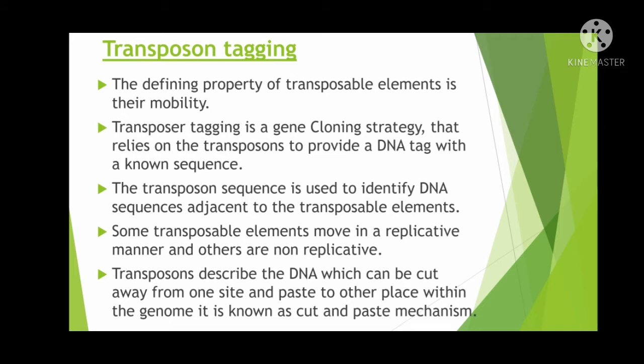Transposon tagging. The defining property of transposable elements is their mobility. Transposon tagging is a gene cloning strategy that relies on transposons to provide a DNA tag with a known sequence. The transposon sequence is used to identify DNA sequences adjacent to the transposon elements. Some transposon elements move in a replicative manner and others are non-replicative. Transposons describe the DNA which can be cut away from one site and pasted to another place within the genome. It is known as the cut and paste mechanism.